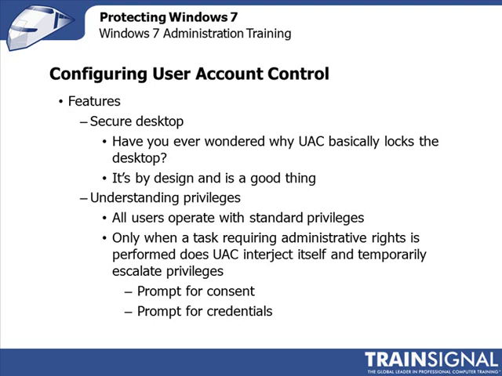Now make sure you understand some rights. All users operate with standard privileges all the time, including administrators. Only when a task requiring administrative rights is performed does UAC interject itself and temporarily escalate privileges so that task can be performed. In most cases, UAC prompts for consent, saying, hey, am I allowed to do this? But if it's not able to do that, it will prompt for credentials and say, give me the credentials for a user that is allowed to perform this function, like installing this piece of software.